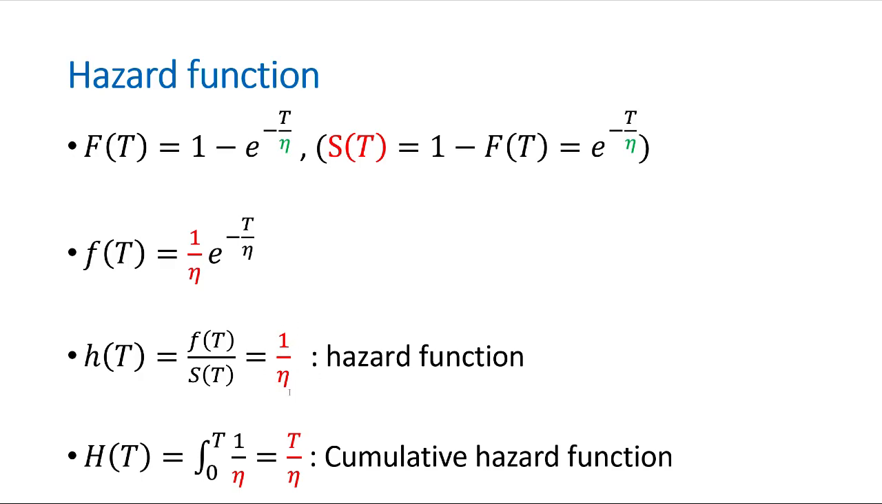So again, I mentioned that 1 over eta equals lambda. So lambda is actually the hazard function. And if you consider the cumulative hazard, then you can use the integral from 0 to t of 1 over eta. So 1 over eta is actually a constant. So if you integrate from 0 to t, the integral of 1 is t. So t times 1 over eta is actually the cumulative hazard function.